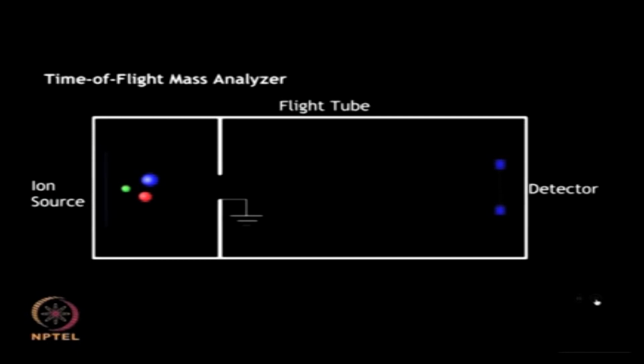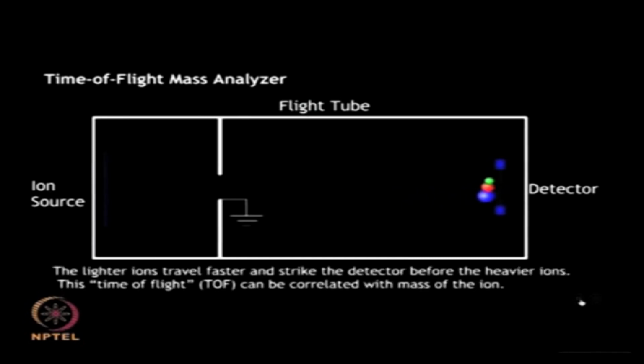In case of small molecules, this mode usually provides sufficient resolution. The generated ions are accelerated towards the detector, with the lighter ion travelling through the TOF tube faster than the heavier ions. So, the lighter ion travels faster and strikes the detector before the heavier ion reaches the detector. This time of flight, or the TOF tube, can be correlated with the mass of the ion. So, the time of flight of the ions can be correlated with the mass to charge ratio.